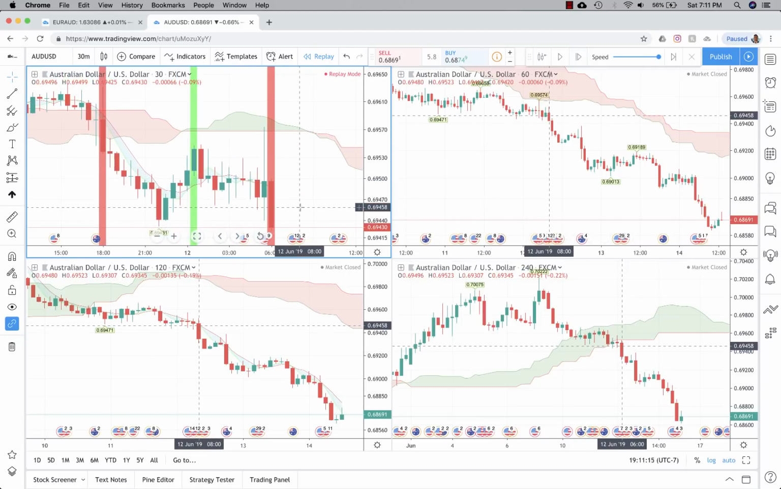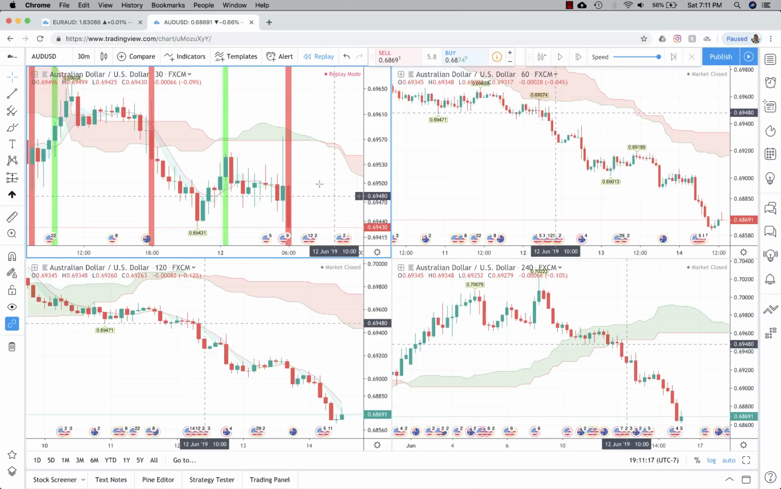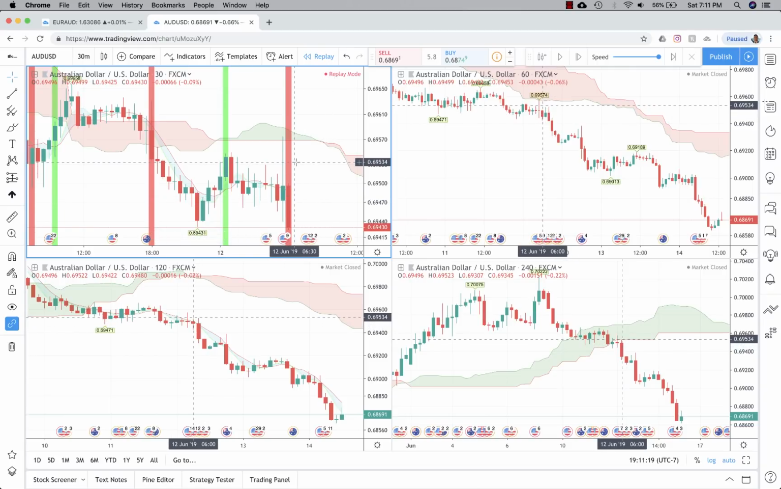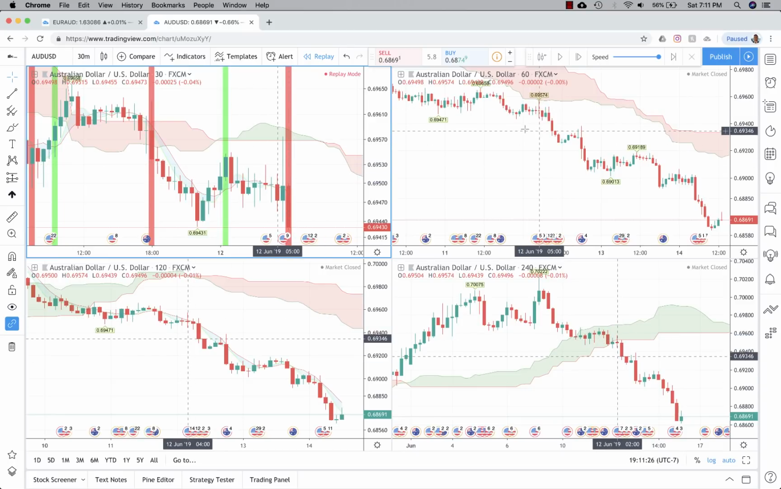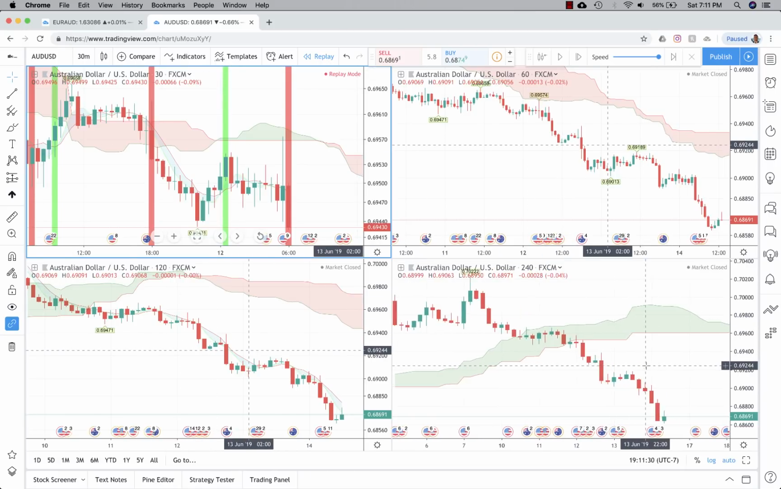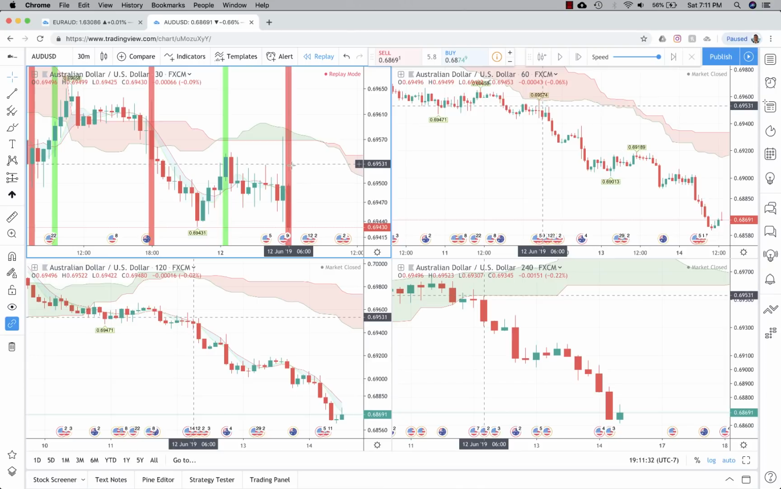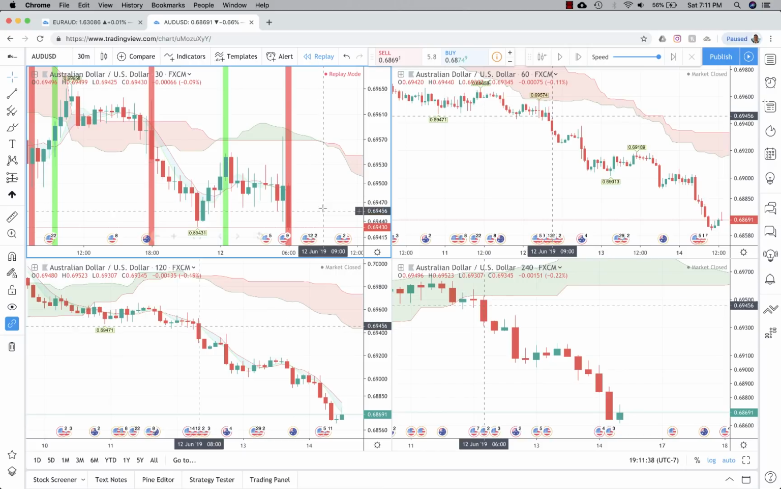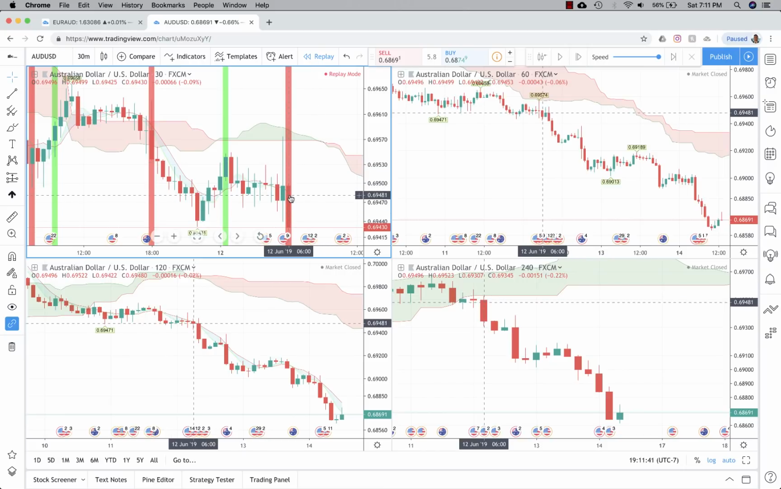There we go. So first we would confirm that price is below the cloud on all the charts. So it's below here, it's below on the 1 hour, it's below on the 2 hour, it's below on the 4 hour. So this would demonstrate that we're in a strong trend downward. So we'd only take sell positions. And next we got our sell signal right here.